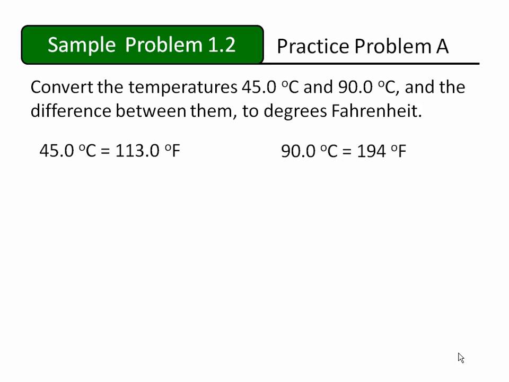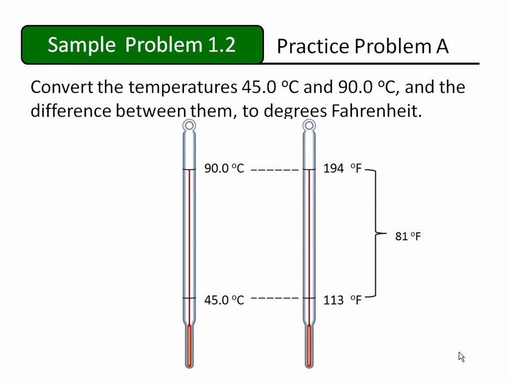Now we'll find the difference between these Fahrenheit values by subtraction. In this case, the difference ends up as 81 degrees Fahrenheit: 194 minus 113 is 81. We could go back to our initial image and plug in the data that we have just determined to make the picture complete. We know our low temperature now as 113 degrees Fahrenheit. Our high temperature was 194 degrees Fahrenheit, giving us a range of 81 degrees Fahrenheit.